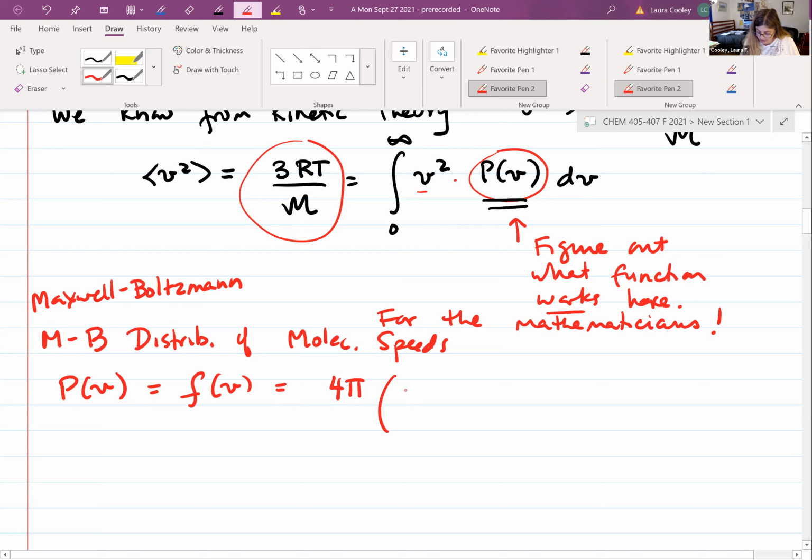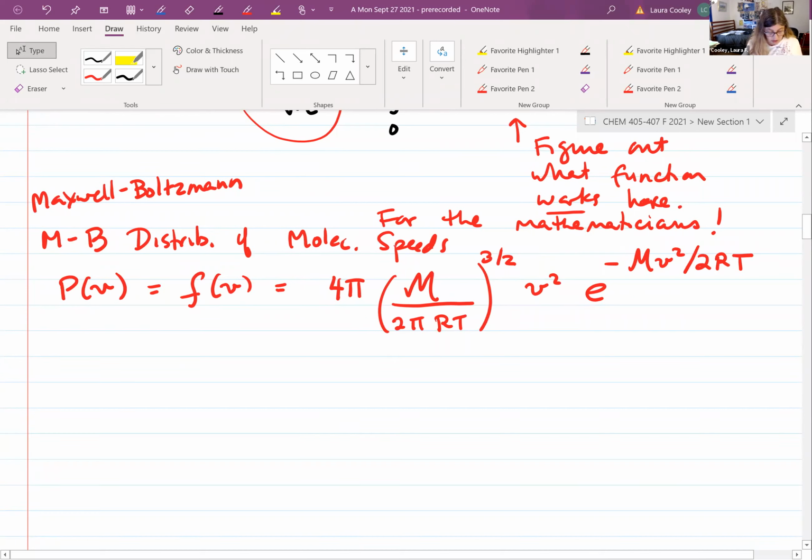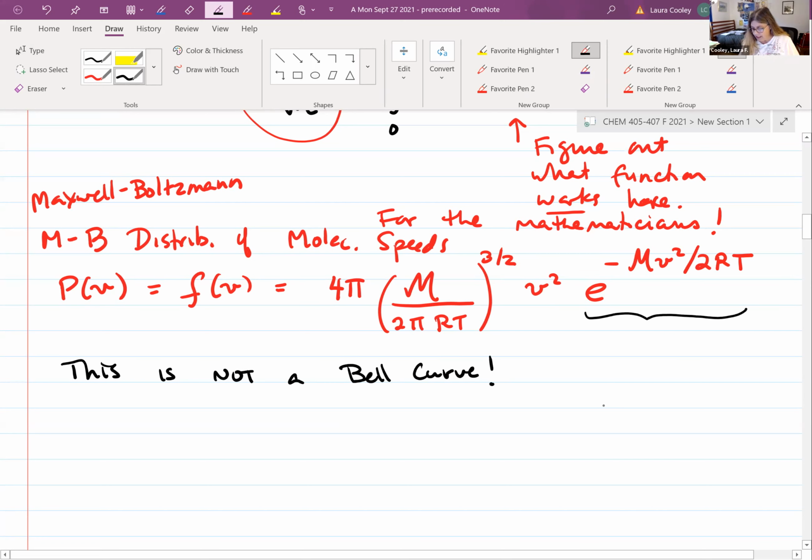And it's 4 pi times the molar mass over 2 pi RT to the 3/2, times v squared, times e to the minus mv squared over 2RT. You never have to memorize that; you would always be given it if you needed to use it. We're used to distributions being a bell curve, but this is not a bell curve. Why not? A bell curve would be if you just had this part, e to the minus a x squared. Here we have a bunch of constants multiplied by v squared, and e to the minus a times that in the exponent. This extra v squared is part of the distribution function.